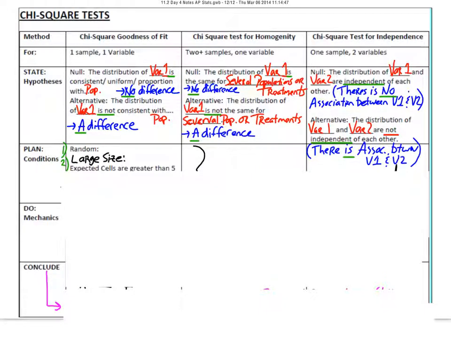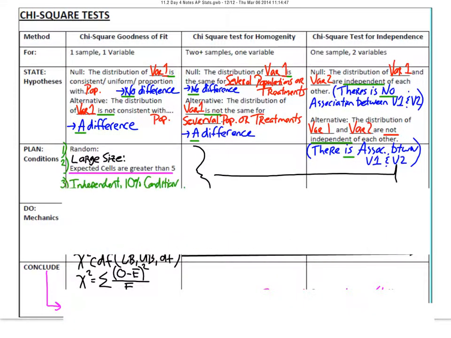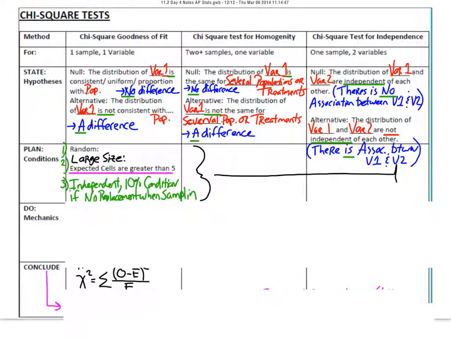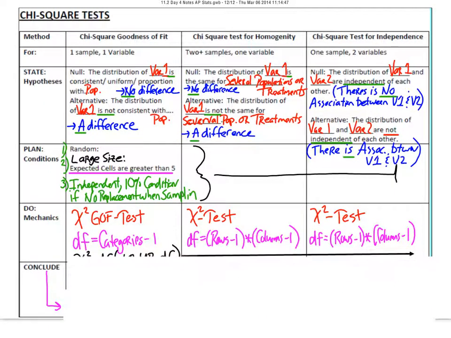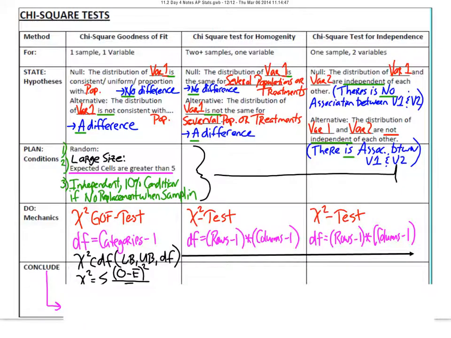Now for the conditions that you want to check, keep in mind the one condition for random, large size, and independence. All 3 of those are going to be the same for here. However, computing the expected counts for homogeneity and independence, you have to do rows times columns divided by the total. And that's where the mechanics are going to come in terms of your degrees of freedom.